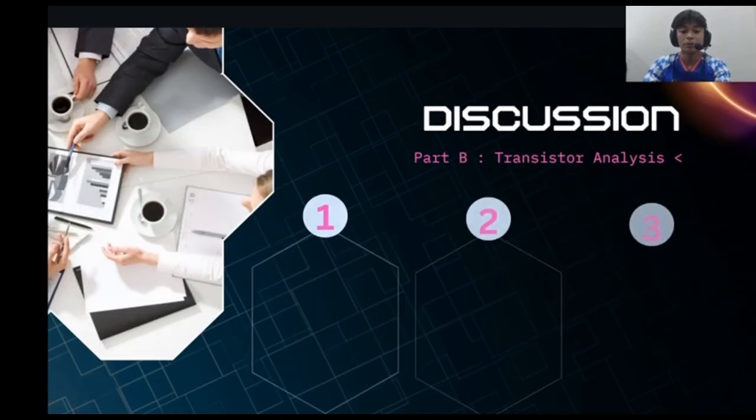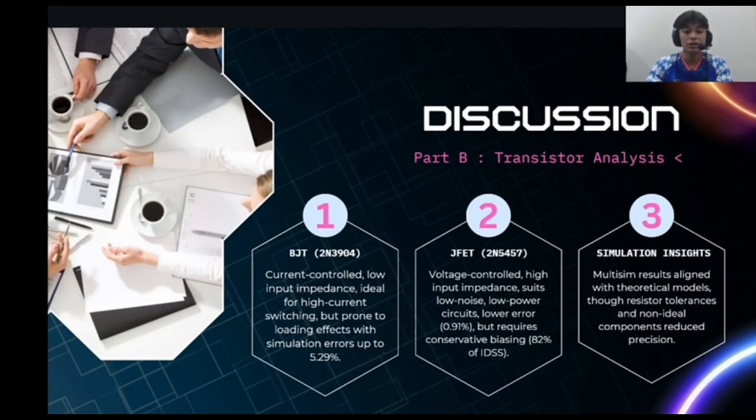Next is part B, transistor analysis. For transistor analysis, there are two types, BJT and JFET. BJT 2N3904, this is a current controlled transistor with low input impedance. It's ideal for high current switching but prone to loading effect. Our simulation shows errors up to 5%.